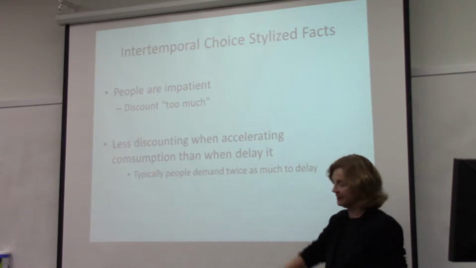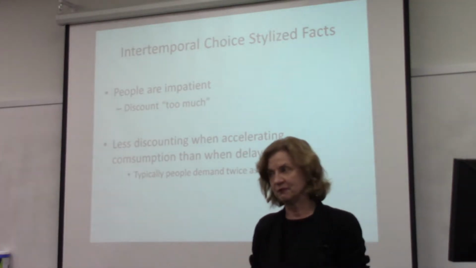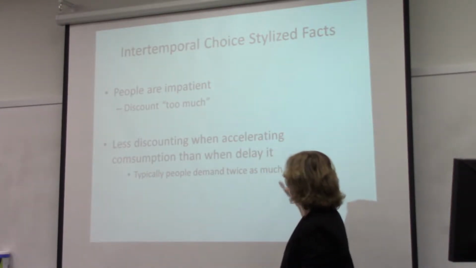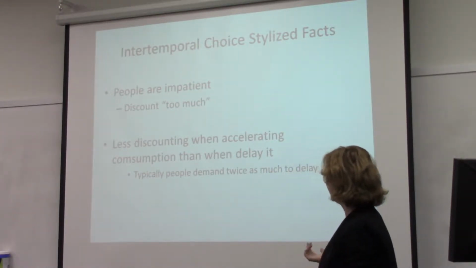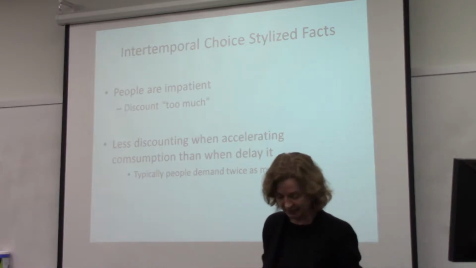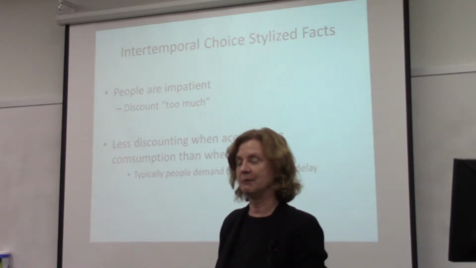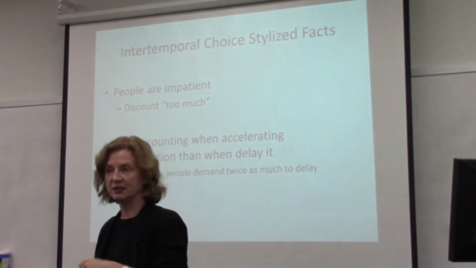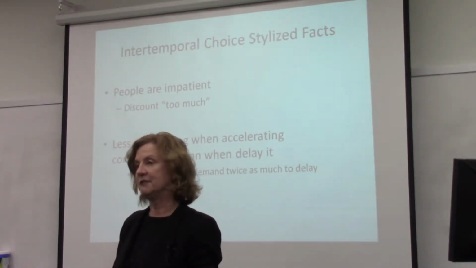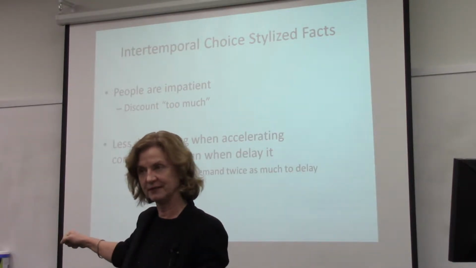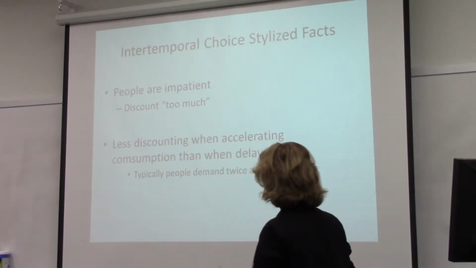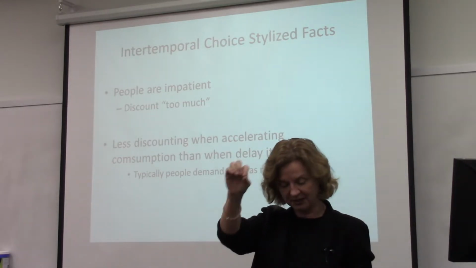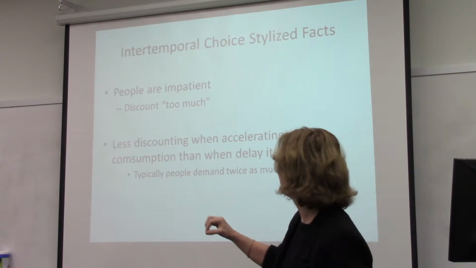But here's another phenomenon that George Loewenstein actually documented for the first time in 1988. We actually discount less when we are accelerating consumption than when we're delaying it. What do I mean by that? Delaying consumption is a typical thing. You're ordering something, you expect it to be shipped right away, but if you're willing to wait, you pay less for shipping. The default option is that you get it right away, but you can delay and get more if you're willing to wait.